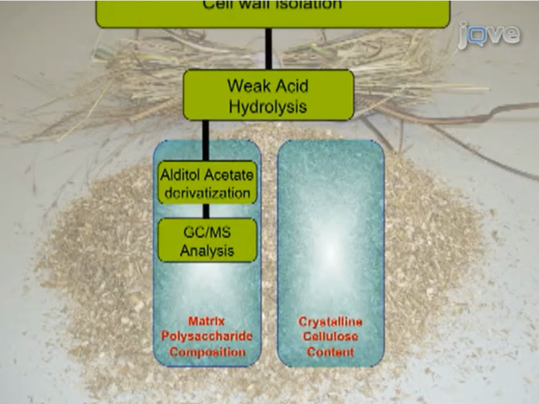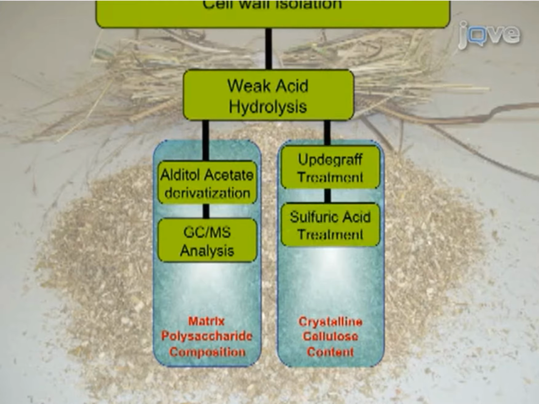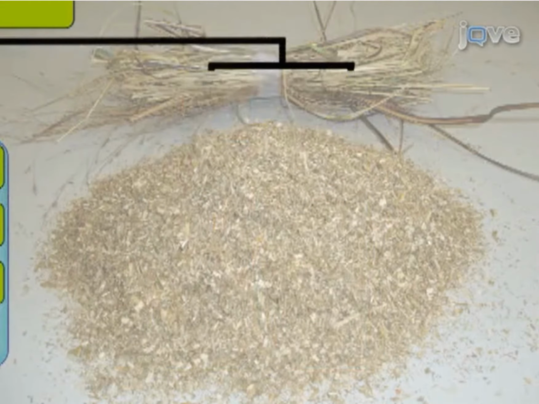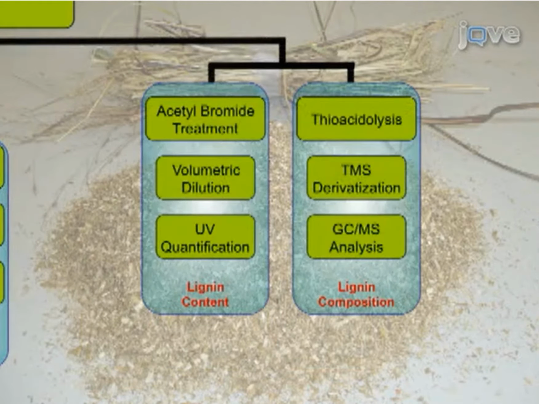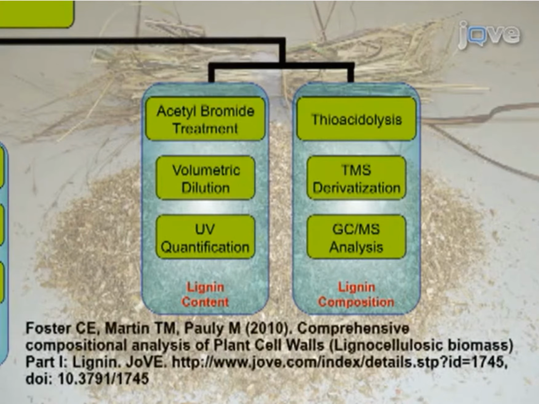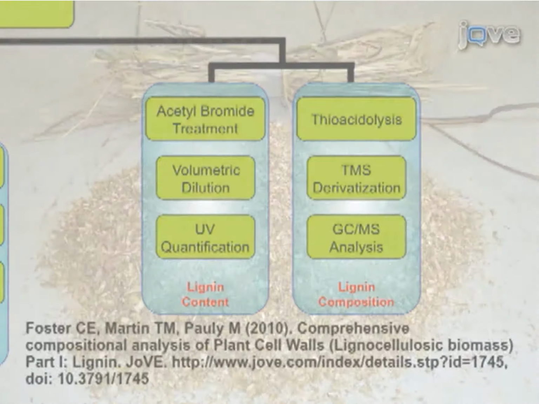For the determination of crystalline cellulose content, walls are treated with the Updegraff reagent, a mixture of acids that strip away non-crystalline wall components. The remaining crystalline cellulose is degraded into its monomer glucose, which can be assayed colorimetrically. The determination of lignin content and composition is demonstrated in another JoVE video publication entitled Comprehensive Compositional Analysis of Plant Cell Walls, Part 1, Lignin.